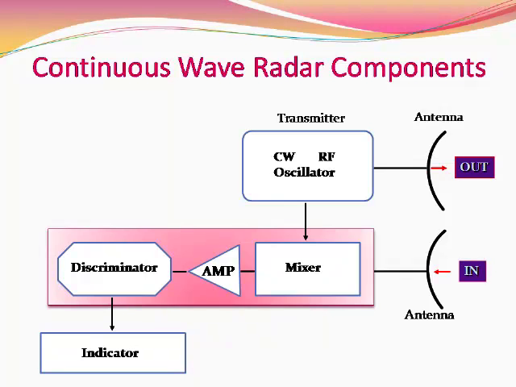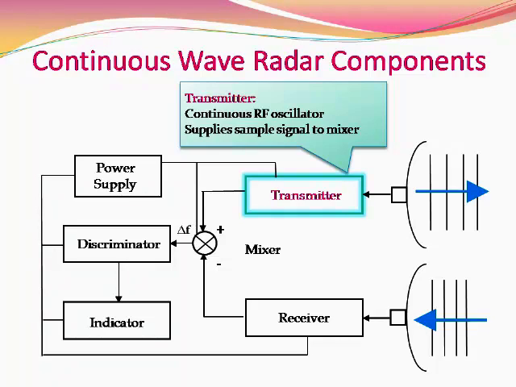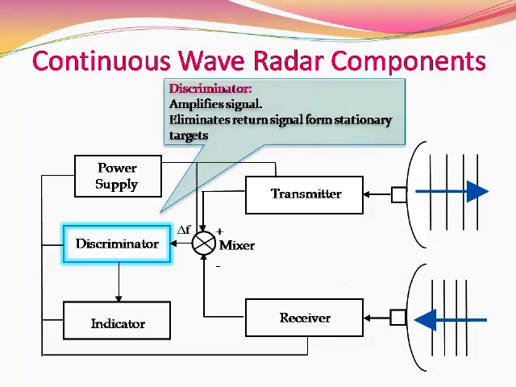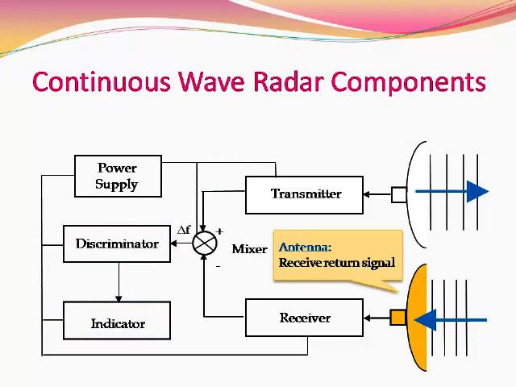So the main blocks are as shown in the slide: a transmitter, a transmitting antenna, a receiver which contains a mixer, an amplifier, a discriminator and an indicator. This receiver block is attached with a receiving antenna. So this is the simplest one which we can imagine from our theory so far. But in practice, we need to have many more additional things to take care of the unwanted effects. So we are going to see them at a later stage.